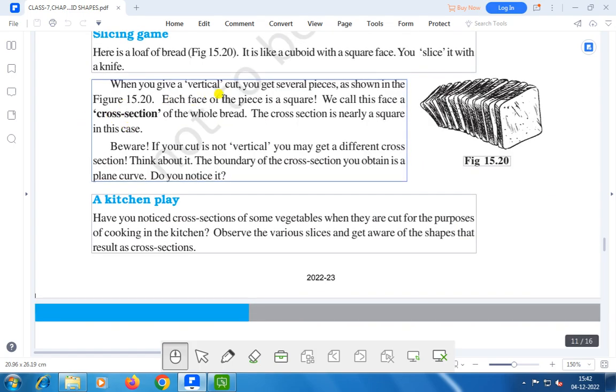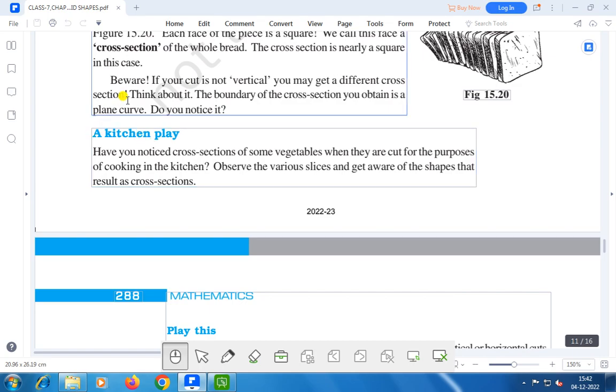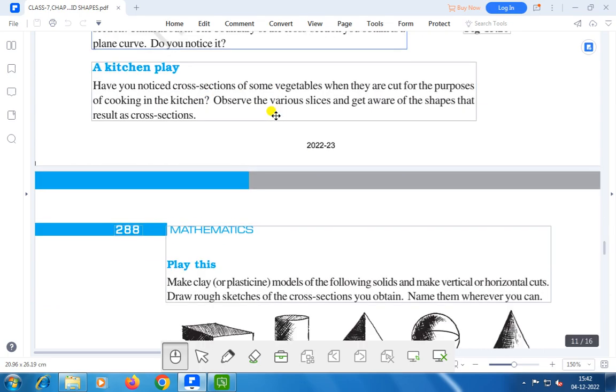When you give a vertical cut, you get several pieces as shown in figure 15.20. Each face of the piece is a square. We call this face a cross section of the whole bread. The cross section is nearly a square in this case. Therefore, if your cut is not vertical, you may get a different cross section. Think about it. The boundary of the cross section you obtain is a plane curve. Do you notice it? A kitchen fillet.